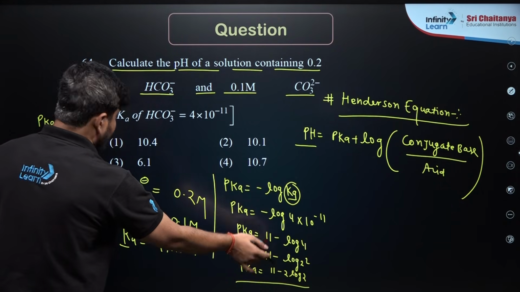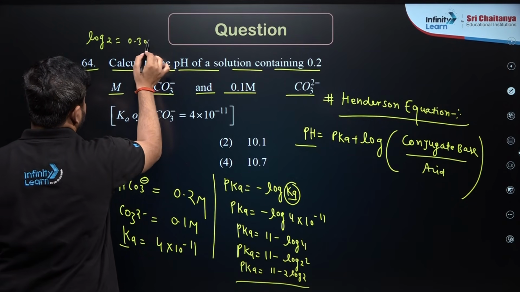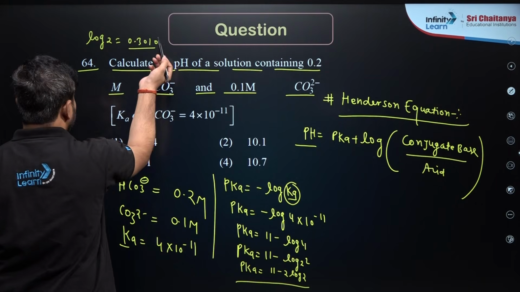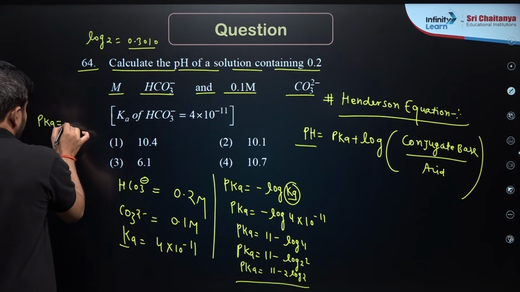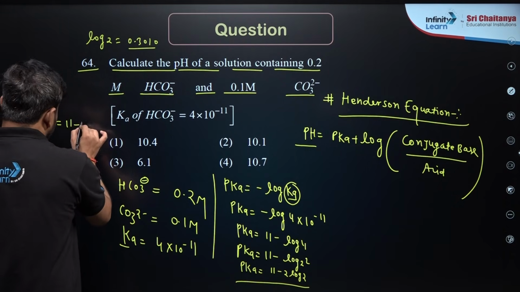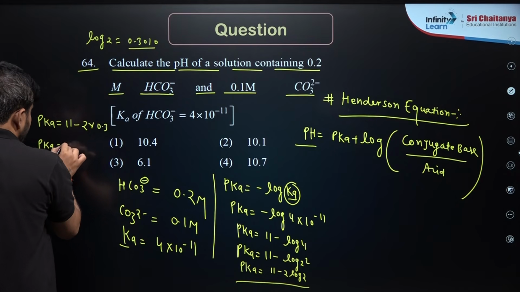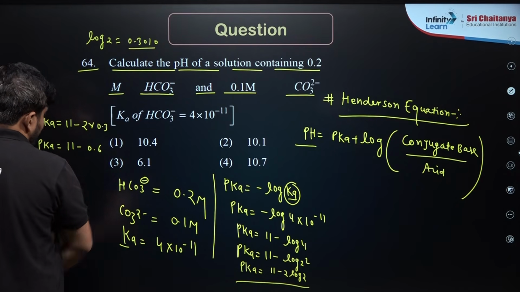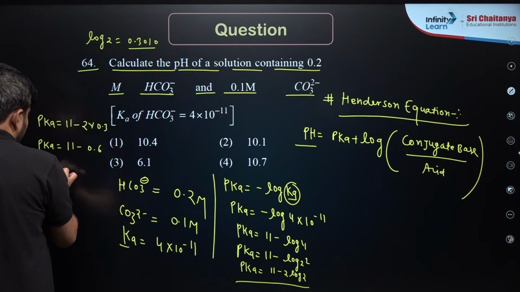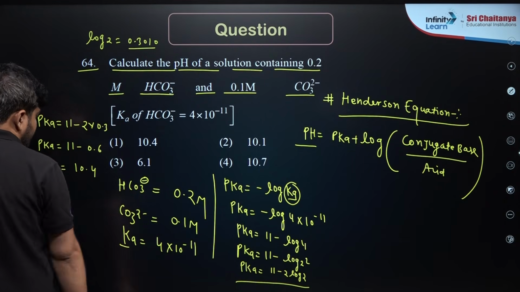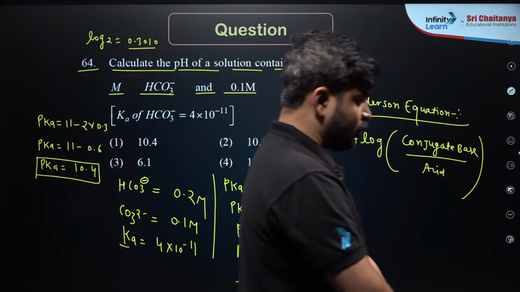Log 2 value, everyone knows, is 0.3010, so we can take 0.30 directly. So pKa equals 11 minus 2 into 0.3, which is 11 minus 0.6. So pKa will come to 10.4.